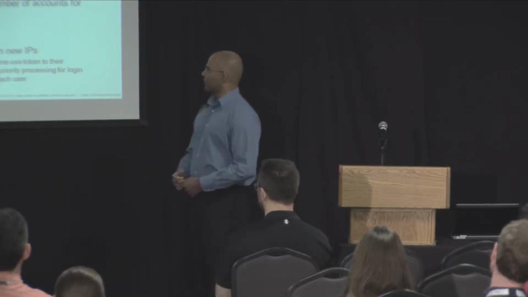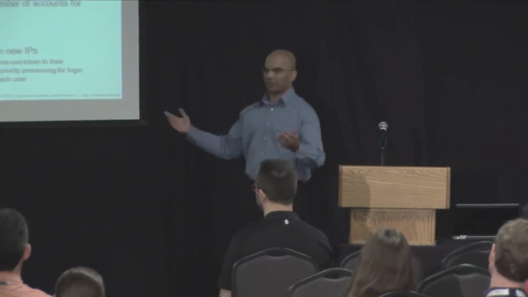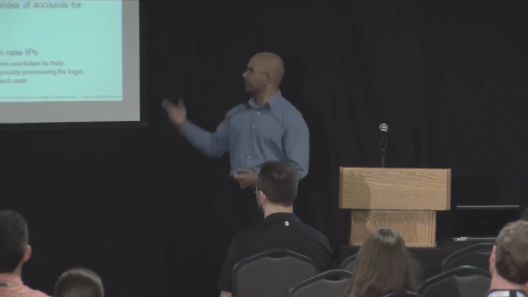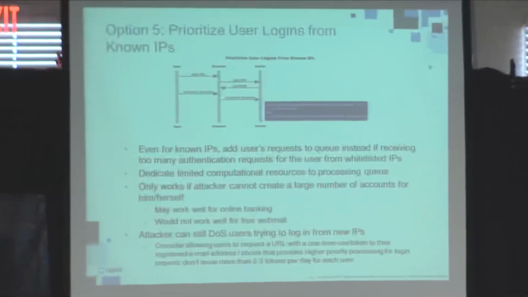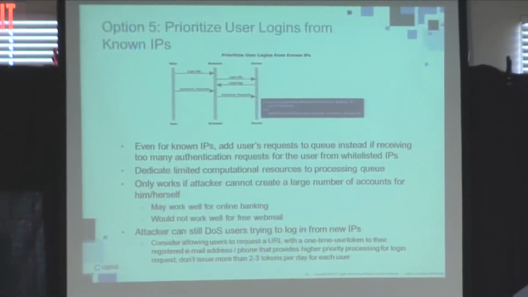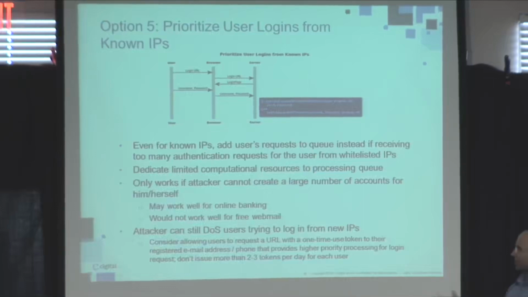Now, this approach will only work if the attacker can't just create 100,000 accounts for himself and log in from various IPs, and now he's got 100,000 accounts and a bunch of IP addresses that he can launch this attack from. So this type of approach might work well for online banking, but probably not for something like free webmail, for obvious reasons. Now, the attacker in this particular case can still cause a denial of service for users that are trying to log in from new IPs, and we can use the same sort of approach as before. We can issue tokens at a limited rate to allow users to bypass this.